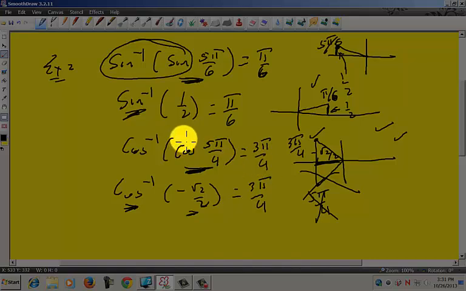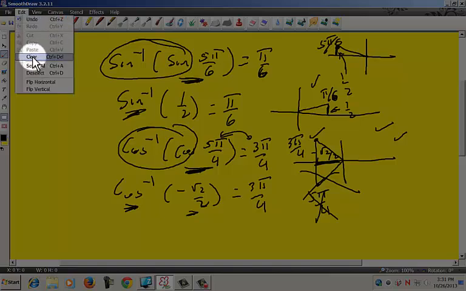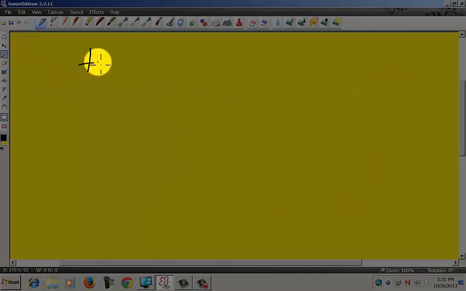So if you notice, they did not undo each other, because cosine inverse only exists in the first and the second. Let's do one for a tangent. So let's say I have a tan inverse of, let's say, tangent of negative 1. Alright, now let's go 3 pi over 4.